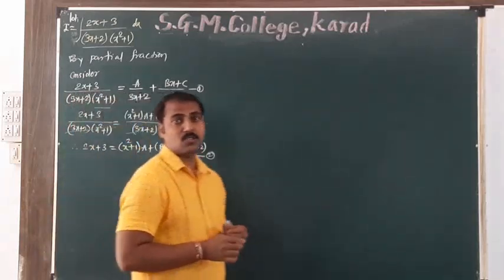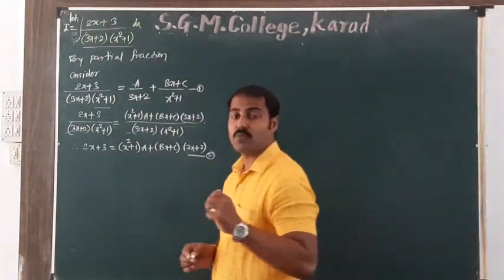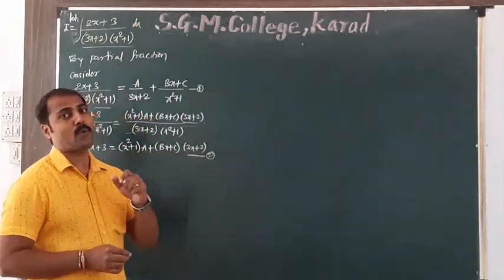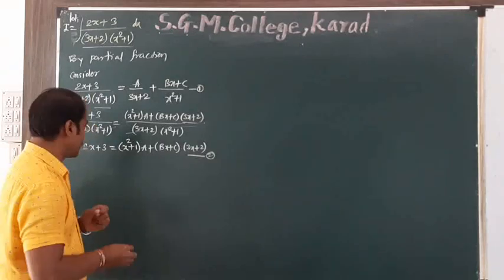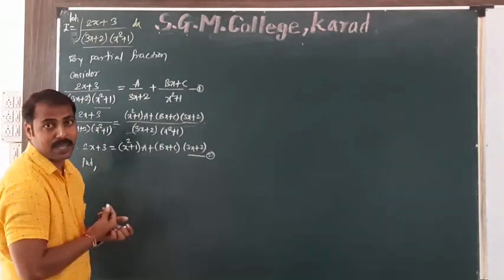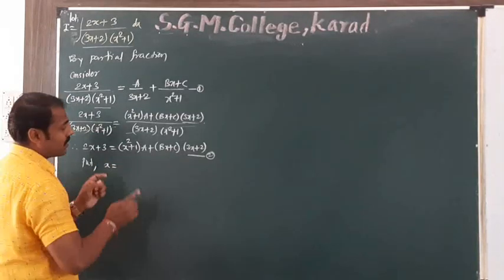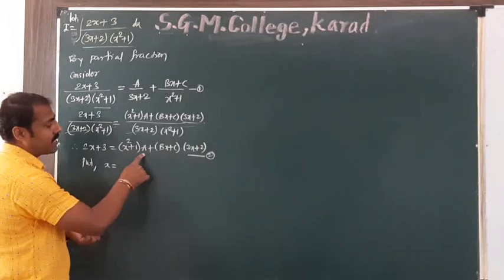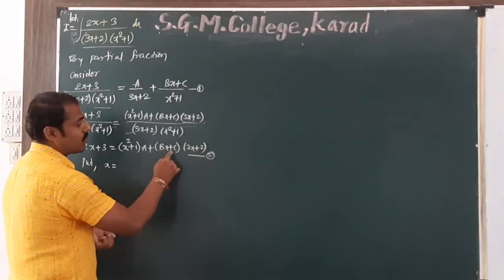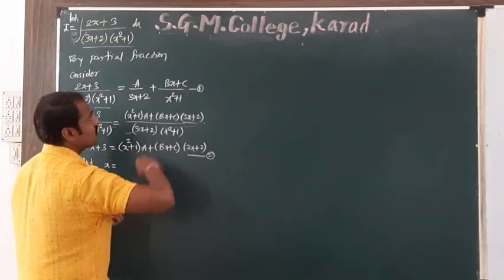Equation second is true for all values of x, so we put appropriate values for x and we get the values of a, b and c. Put x is equal to, to find the value of a, make the coefficient of that term 0. Coefficient of bx plus c is 3x plus 2.